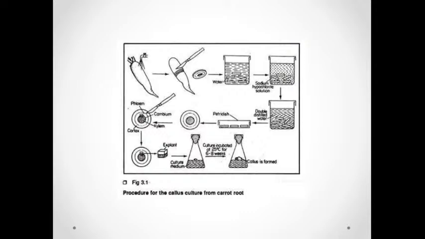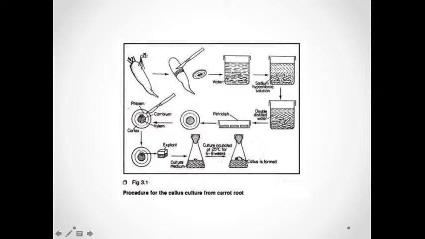So here you can see that in the case of carrot, you washed it, you took the phloem part, you washed them in the water, then you washed them in the sodium chloride solution, then double distilled water, then you put these phloems into the petri dish with the agar medium. And then you can see some growth started to happen, and then you take mainly the explant out of it.